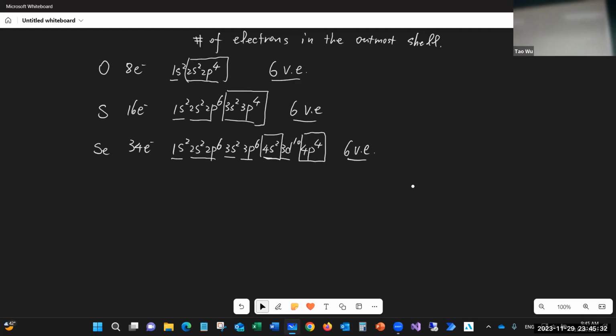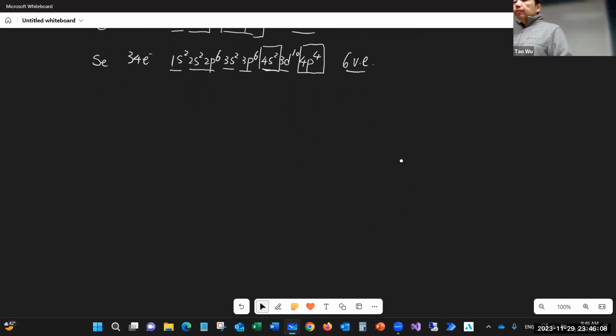Okay, the main group has 8 columns, right? 1, 2, 3, 4, 5, 6, 7, 8. So we have 8 columns, and then we have 8 different numbers of valence electrons. Group 1 has 1 valence electron, group 2 has 2, and group 8A has 8 valence electrons. Usually, for these elements, there are no more than 8. Okay, so now let's talk about the Lewis structure.